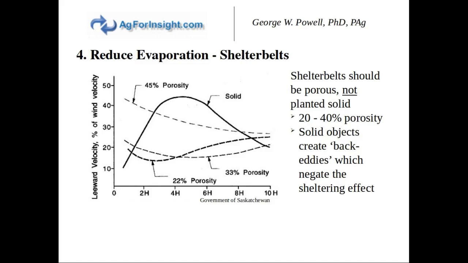So you can see in this graph, the solid line represents a solid shelter belt. And immediately adjacent to that shelter belt, you get a very strong reduction in wind velocity. But within about 2 tree heights, you actually get better sheltering effect when you have a bit of porosity. And I'll show the reason for that by going back up to the previous slide.